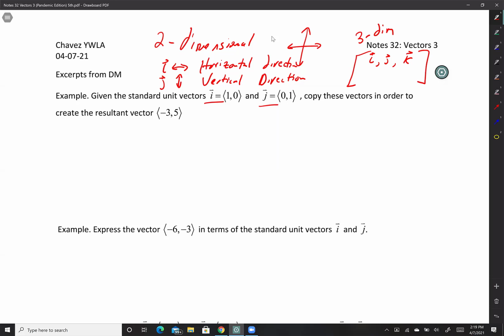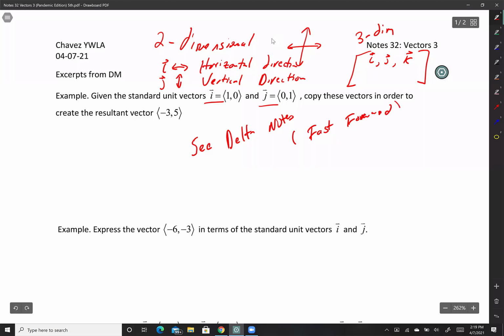All right, so having said that, it says, given the standard unit vectors i and j, copy the vectors in order to create the resultant vector negative 3, 5. So I'm going to put fast forward. Should I just do it now? Okay, I'll just do it now. So fast forward like 10 seconds. So here we go. Maybe not this exact question, but something very similar to it. So let me show you how it's going to look.